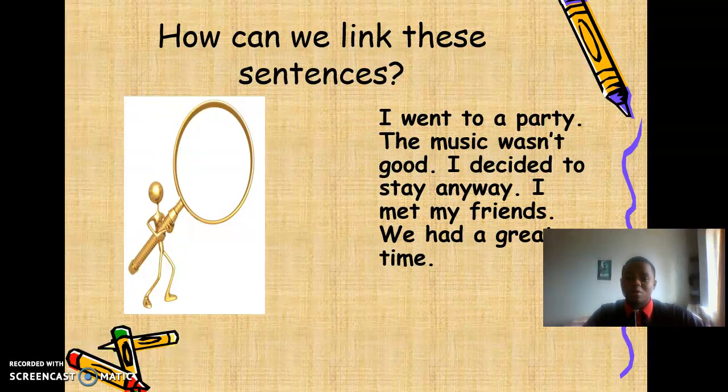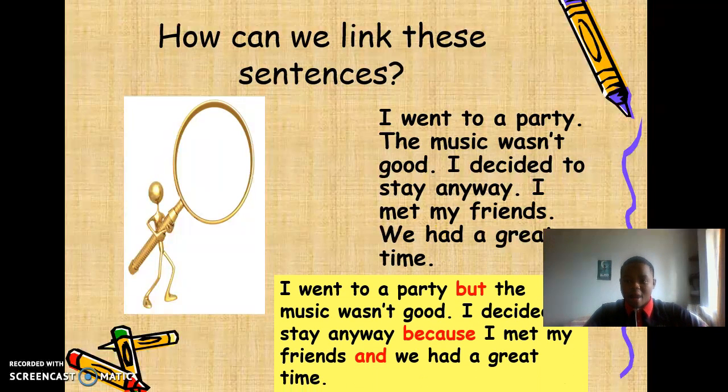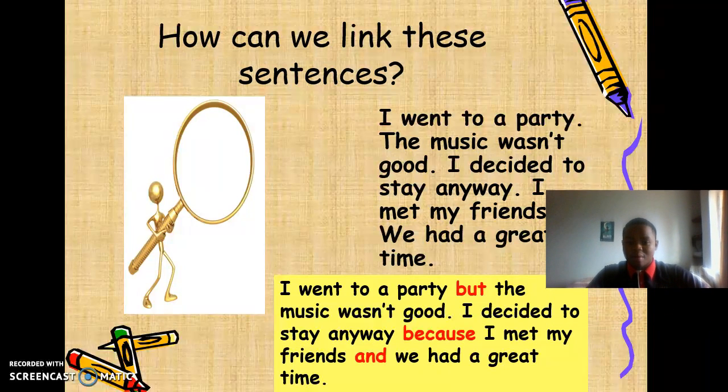Yes, it goes like: I went to a party, the music wasn't good, I decided to stay anyway. I met my friends, we had a great time. So it's a sentence, but it's not nicely constructed. So we can use logical connectors to construct it in a way that makes more sense, right? And here it goes. I went to a party, but the music wasn't good. I decided to stay anyway because I met my friends and we had a great time. You see now, it's starting to make sense, right?